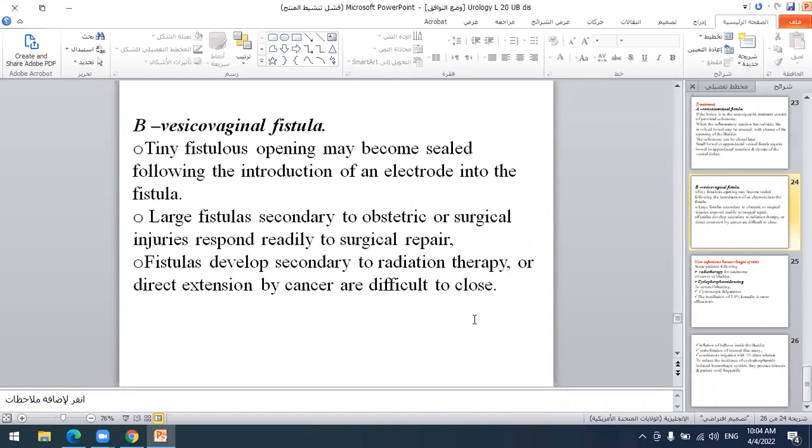with the use of a Foley catheter to decrease the pressure inside the bladder. It may heal or seal by this technique, by an electrode inside the fistula. Large fistula secondary to obstetric or surgical injury respond readily to surgical repair. Fistula developing secondary to radiation therapy or direct extension by cancer are difficult to close.